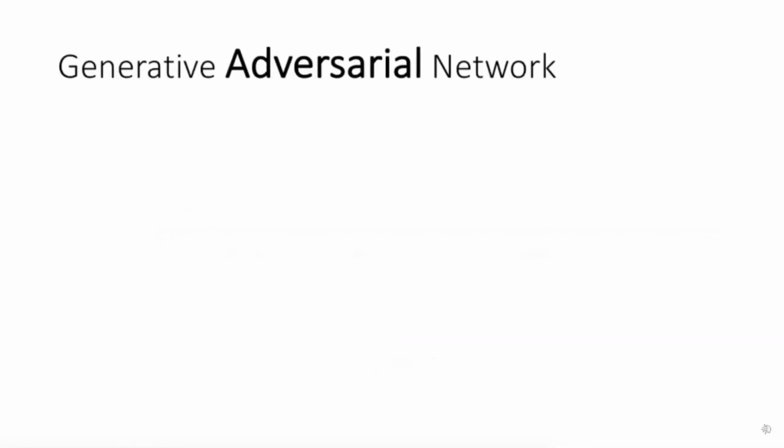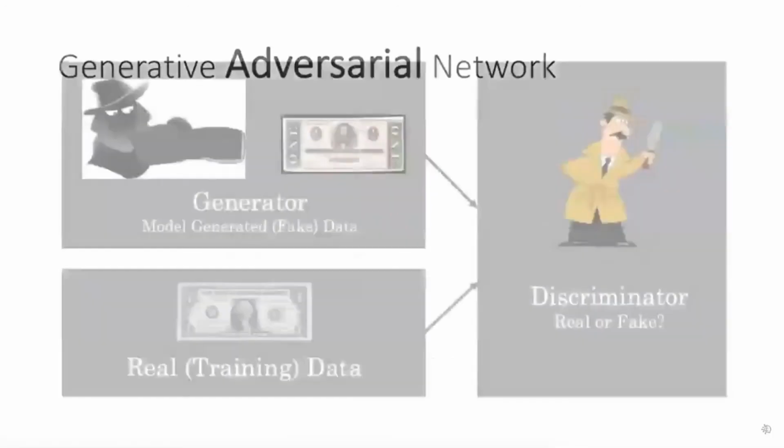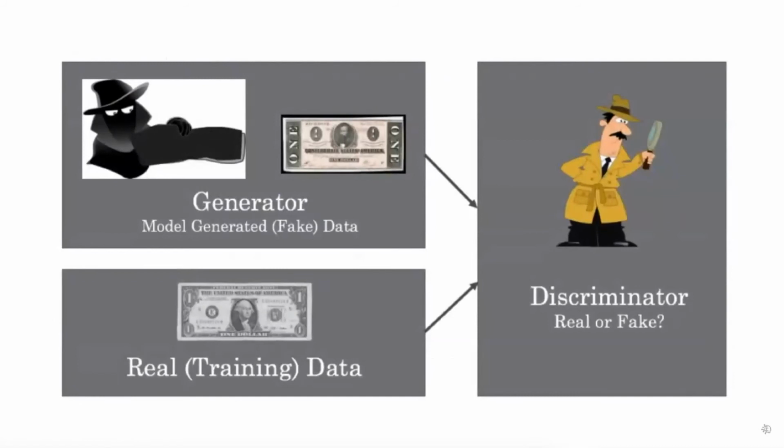Now let's talk about the adversarial term. The typical example is that of a detective and a counterfeiter. In this case, we have two adversaries. The first is the counterfeiter, which is the generator, and its job is to create fake $1 bills. Next, we have the detective, called the discriminator, and the job of the discriminator is to tell you if a dollar bill is real or counterfeit.